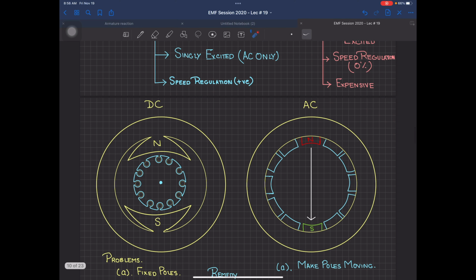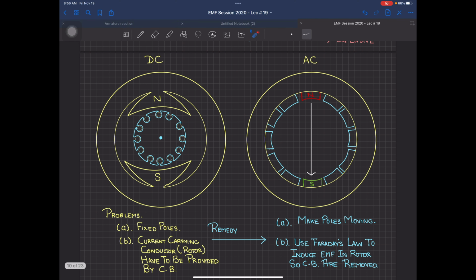Now, before I move on, what I have drawn over here is two machines. One is DC, the sum we have done before the midterm, and I have drawn the AC also. Before I proceed towards the AC, let me tell you what the problem in DC was. The problem in DC was that you were having commutation, there was sparking taking place, and there was a carbon brush involved. What was happening in the rotor? The rotor was having a current carrying conductor, and it has to be provided by carbon brushes. So there was sparking taking place. So this was one of the big problems in the DC machine.